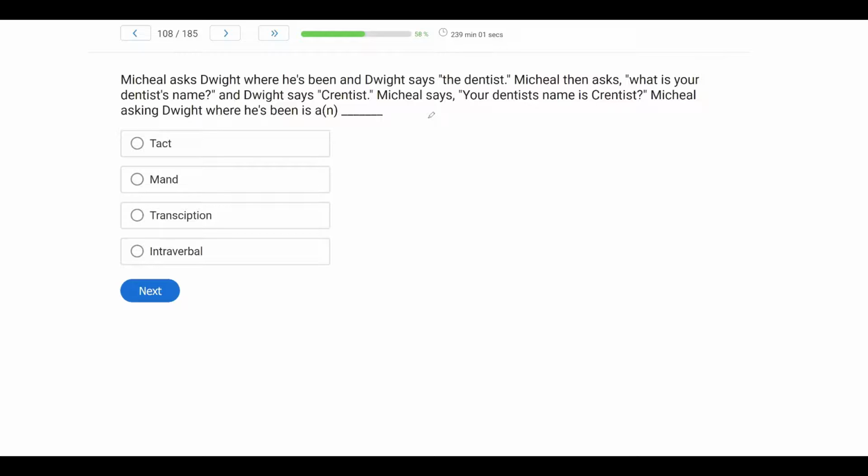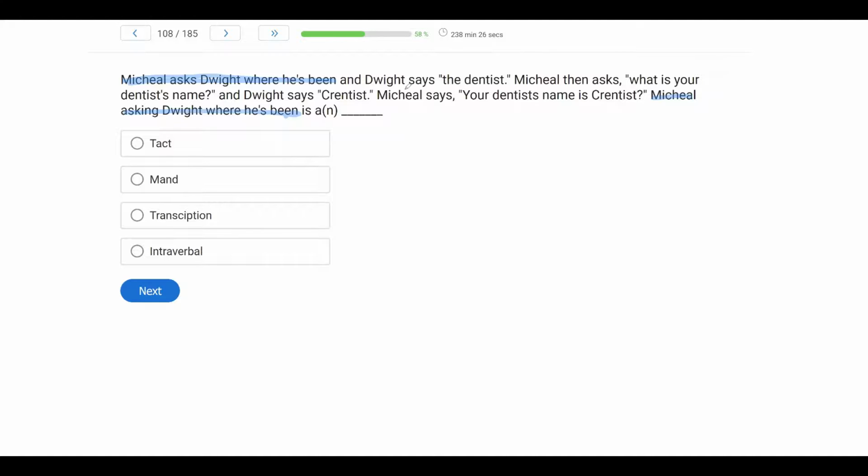But here, let's first start with what is the question asking about? Well, the question is asking about Michael asking Dwight where he's been. And so when we have behavior questions, and especially on the exam, when you have behavior questions with multiple scenarios, multiple people, it's very important that you identify in the question what we need to answer. So we're looking at Michael asking Dwight where he's been. And that's right here. Michael asked Dwight where he's been. So that's the behavior we're looking at. We have several other behaviors, but we're looking at Michael asking Dwight where he's been. So that's the first exchange in this interaction.